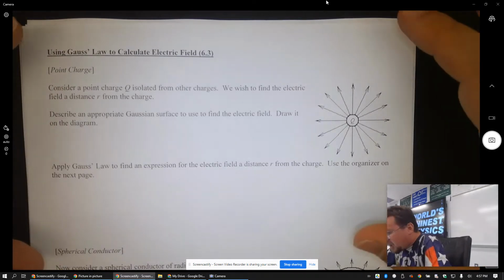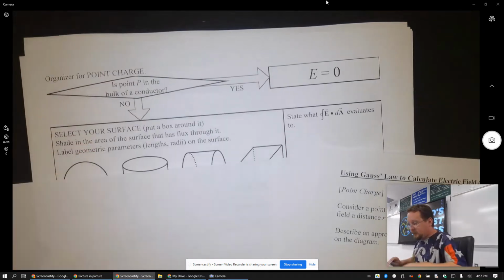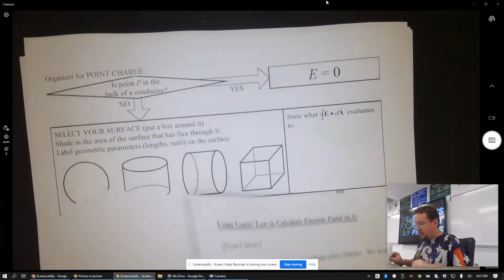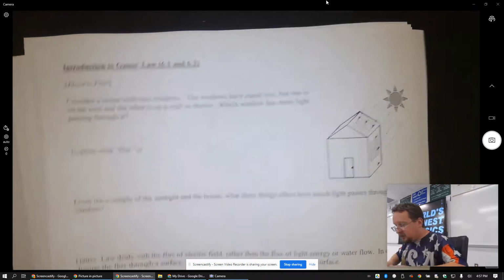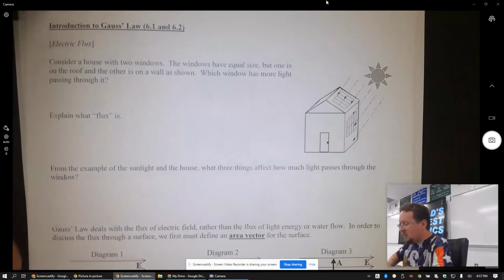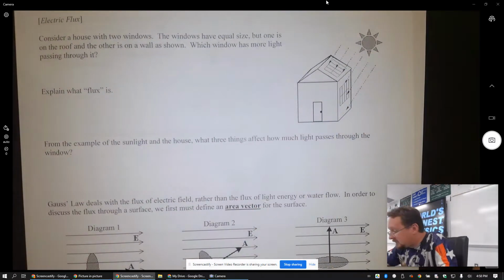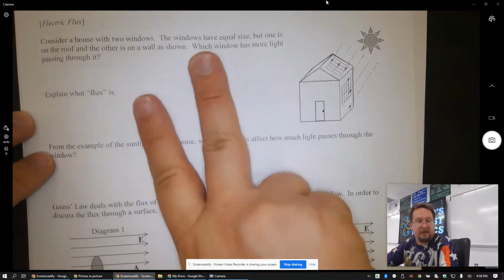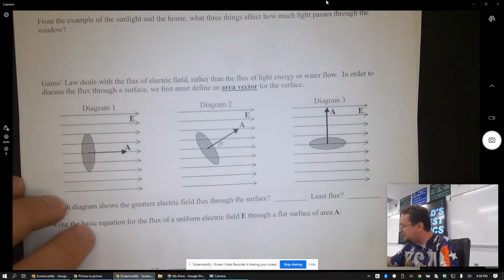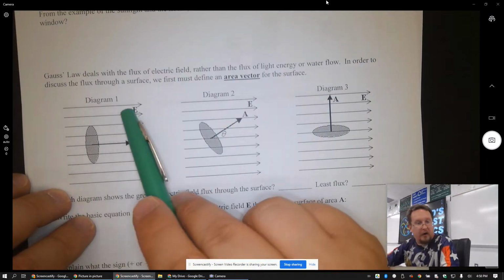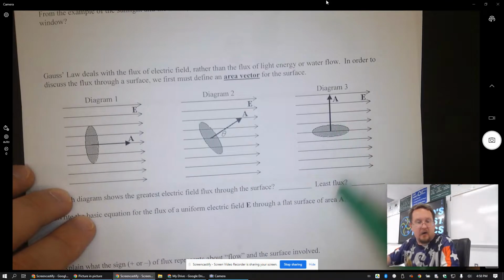Here we go. So I want to talk to you about what I do to get students ready for Gauss's law here. In my notes, you'll see this. We talk about light going through a window pane, and we say, what could affect the amount of light that goes through the house? It could be the orientation of the window pane, the area of the window pane, and the brightness of the light. So then we start talking about things like flux, right? The idea that if this is water, it's electric field, but what if it was water? Then you get a lot of water flowing through, a little, none at all, right?